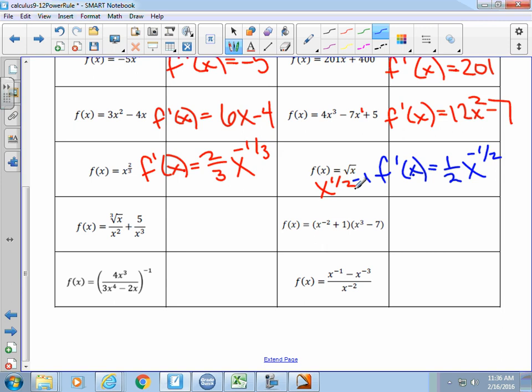Are we not doing this the same as the ones on top? We are. So the power here is 1/2. We move it in front, and then subtract 1 from the power.